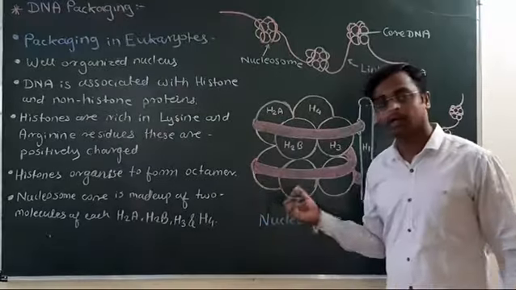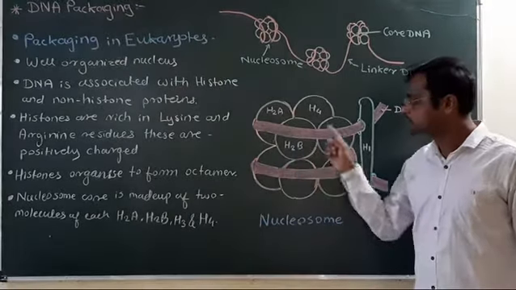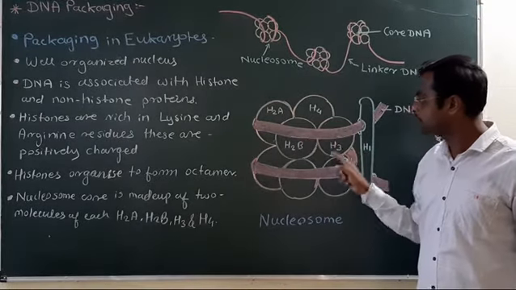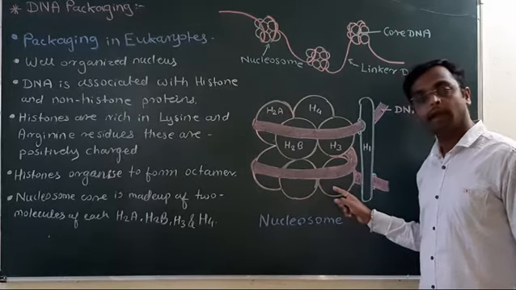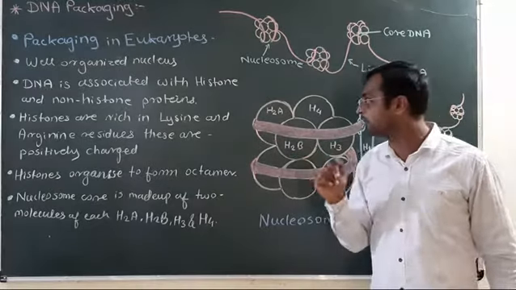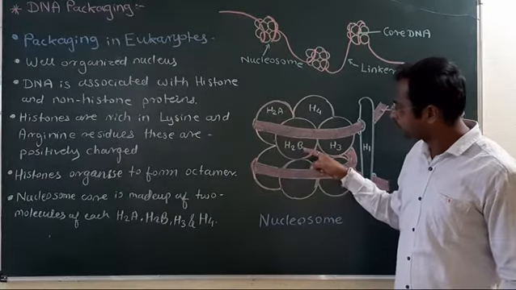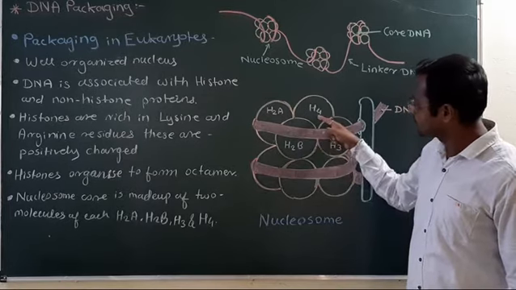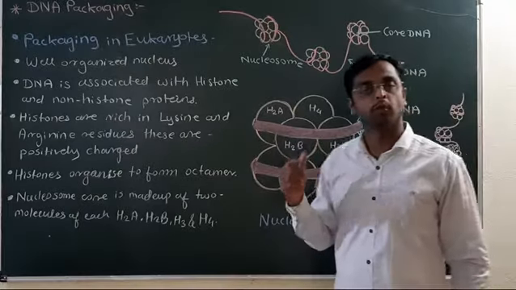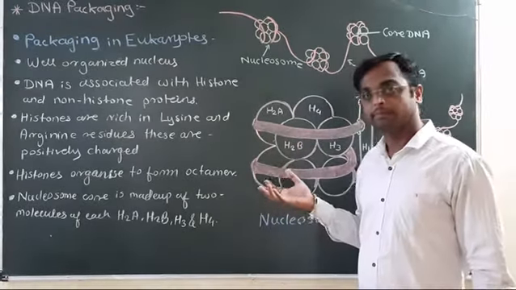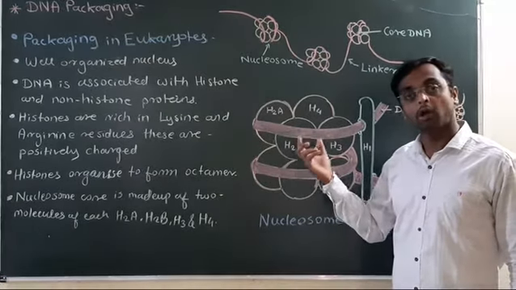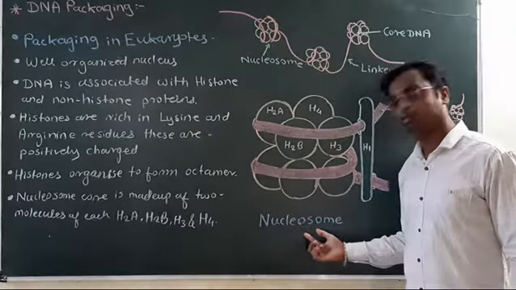Now let us see this figure. This is the histone octamer. 1, 2, 3, 4, 5, 6, 7 and 8 histone proteins are present. Now there are 2 molecules of each: H2A, H2A, H2B, H2B, H4, H4 and H3, H3. 2 molecules of each histone get organized to form an 8 molecular structure. It is called an octamer, or very popularly known as nucleosome.